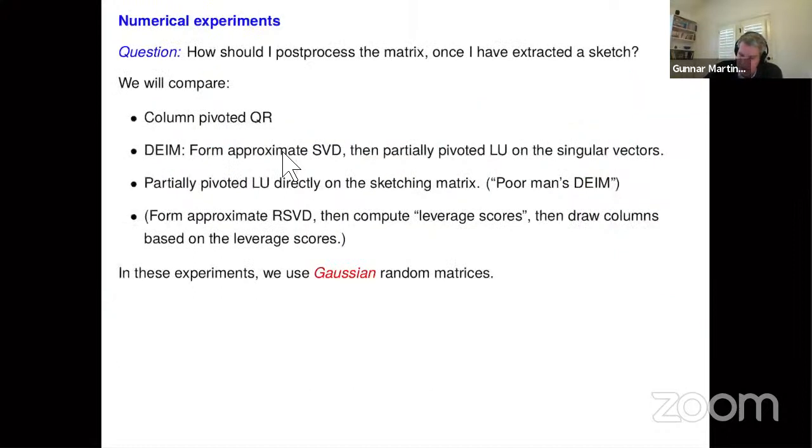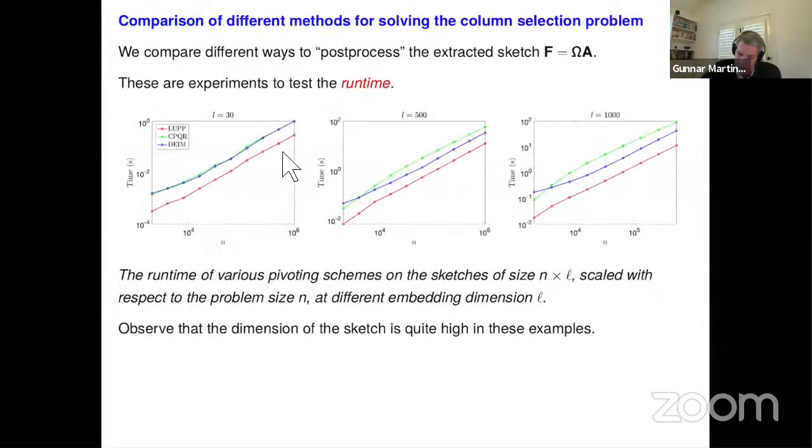So next let's compare the different methods I described for post-processing your sketch. We talked about doing column pivoted QR, we talked about this DIME scheme and then the simplified DIME scheme. So let's see how well they perform. First we compare the computational speed.